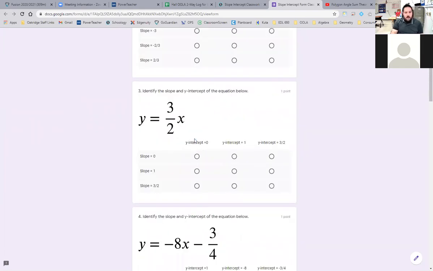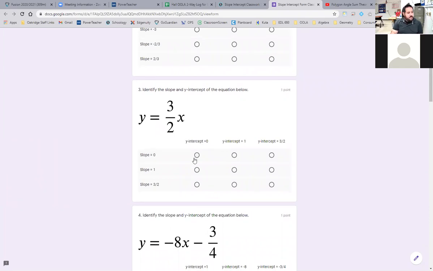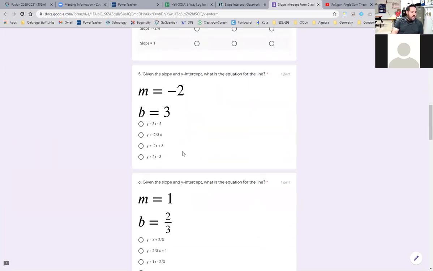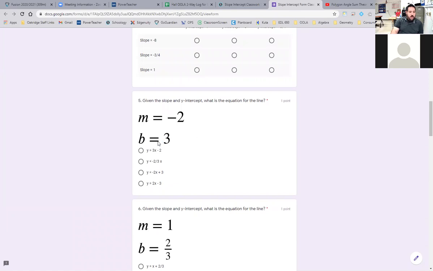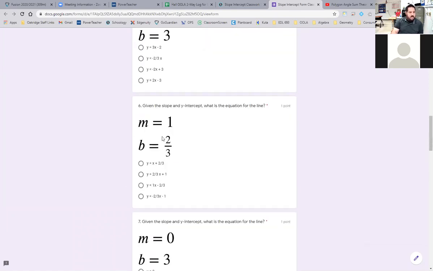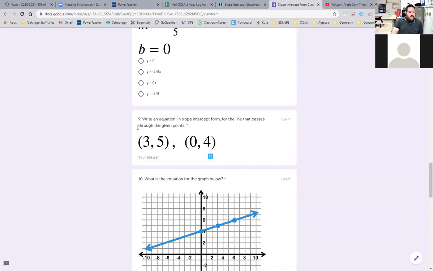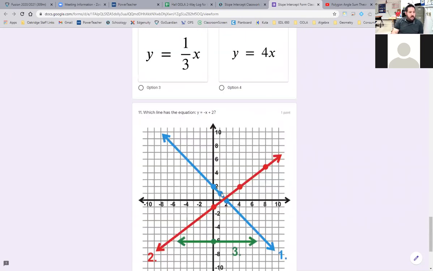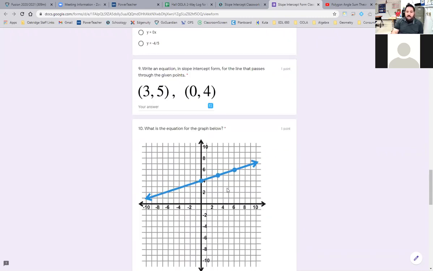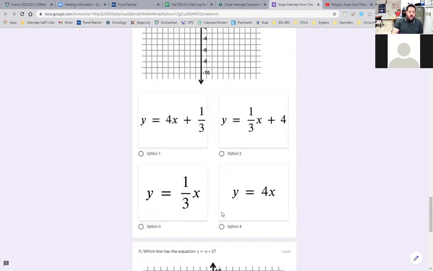There's a couple more that are like that. Here you're given a slope and a y-intercept, and you have to find the equation that matches it. There's a couple of those. Here you're given 2 points, and you're going to write the equation. And then you have a couple where you're given a graph, and you have to figure out what equation matches that.